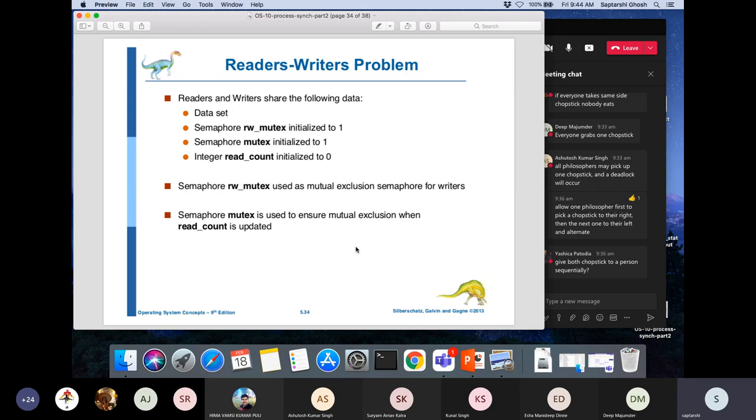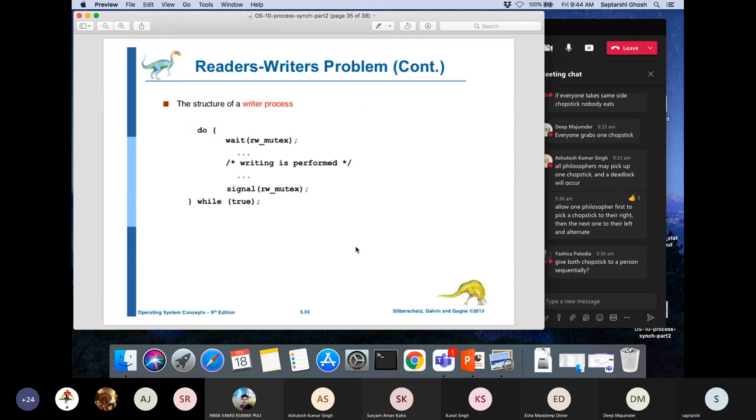Okay. Now, the processes of readers and writers come up, which is a bit complicated, but I want you to spend some time to understand that. The structure of a writer process is very simple. So basically, it waits on this RW mutex semaphore, then writes, then signals. As simple as that.